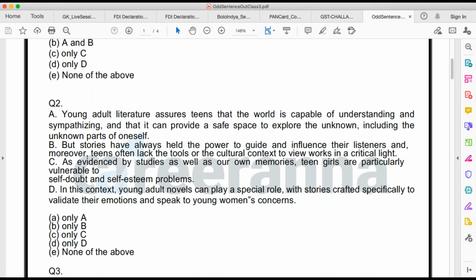Young adult literature assures teens that the world is capable of understanding and sympathizing, and it can provide a safe space to explore the unknown. That's what sentence number A is saying. So is my sentence number A talking about the impact of literature on teens? Okay. Sentence number D. Young adult novels can play a special role with stories crafted to validate the emotions and speak to young women's concerns. Is this also talking about the impact of novels? Novels are nothing but literature. My A and D are related.